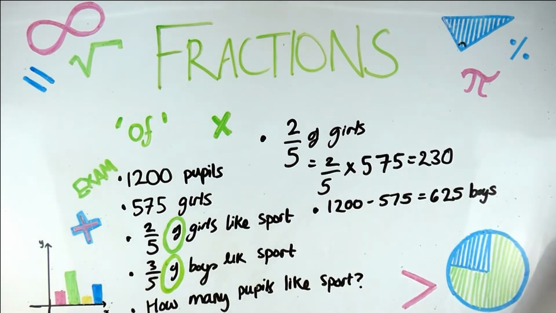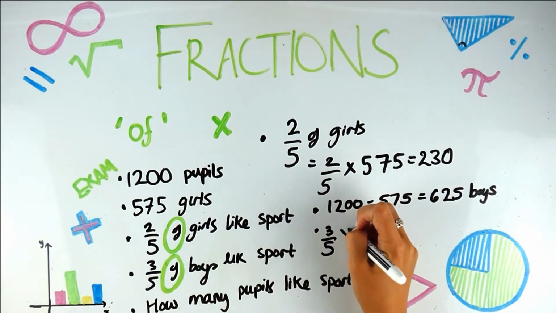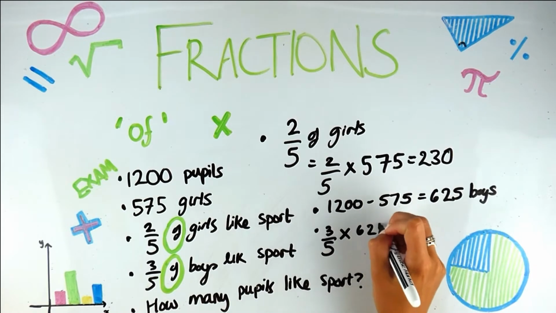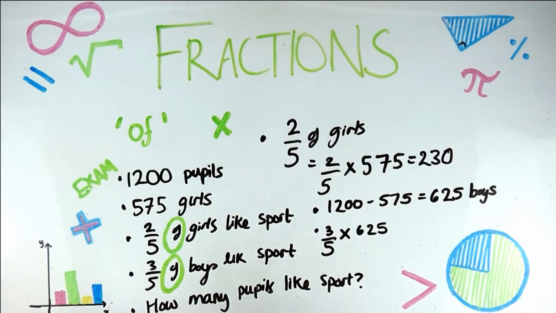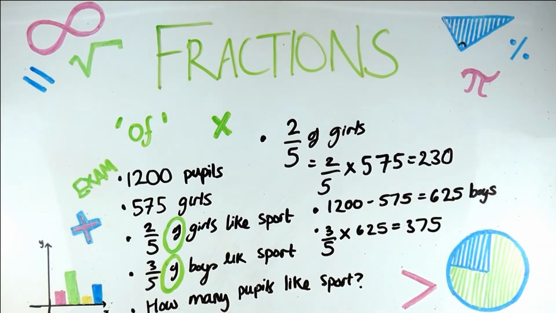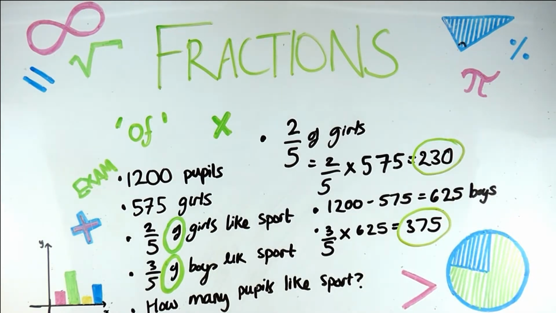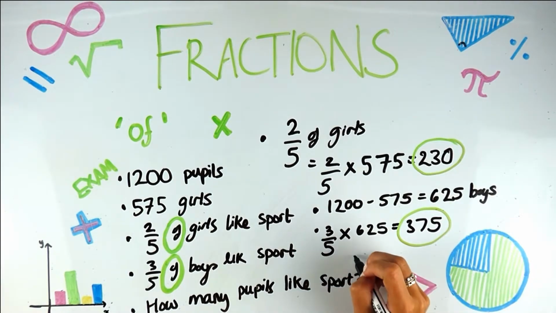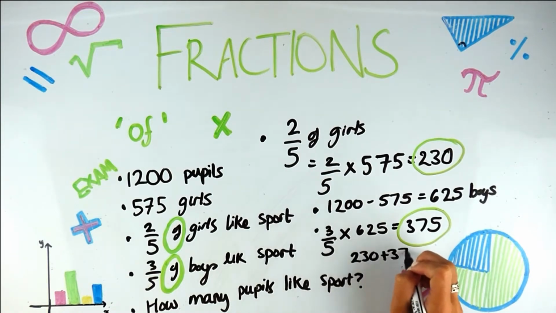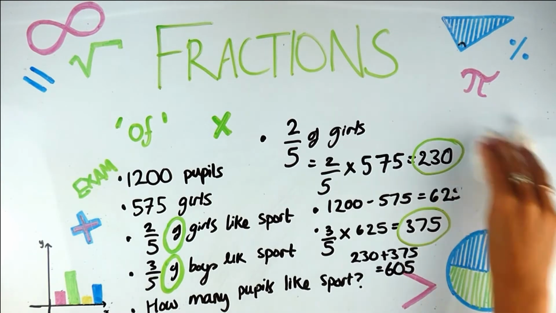So now we do 3/5 of boys, 625, so I'm going to have to put that into my calculator again. 375 boys like sport. So we've got this many girls liking sport and this many boys liking sport. The question is, how many pupils like sport in total? So 230 plus 375. So 605 pupils like sport. You might want to write that at the end, but clearly I don't have too much room there.